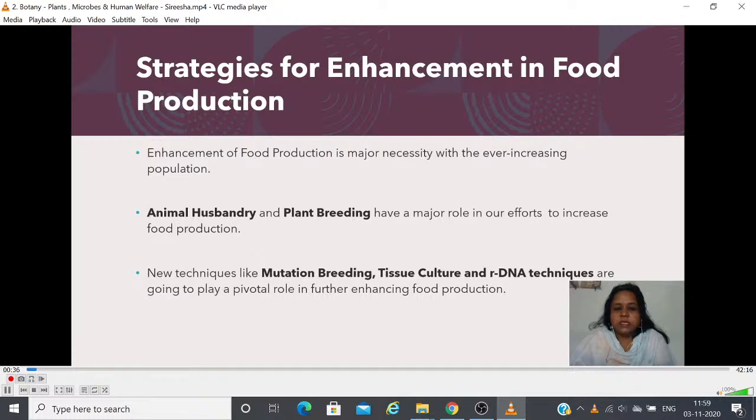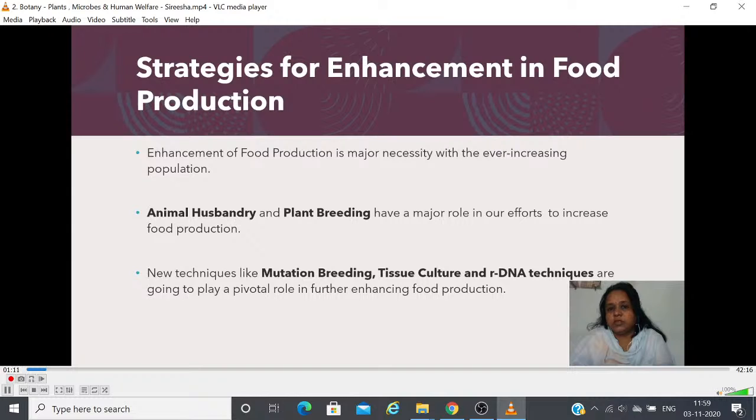Enhancement of food production is a major necessity with the ever-increasing population. If the population increases, the food quantity also should increase. So, to increase food production, some strategies are applied. These strategies are nothing but some techniques, and with these techniques the food production is becoming more. These strategies are applied to the most economically important plants.